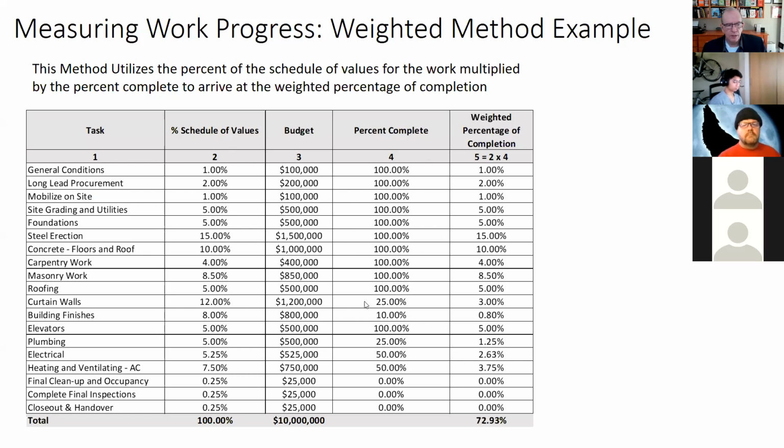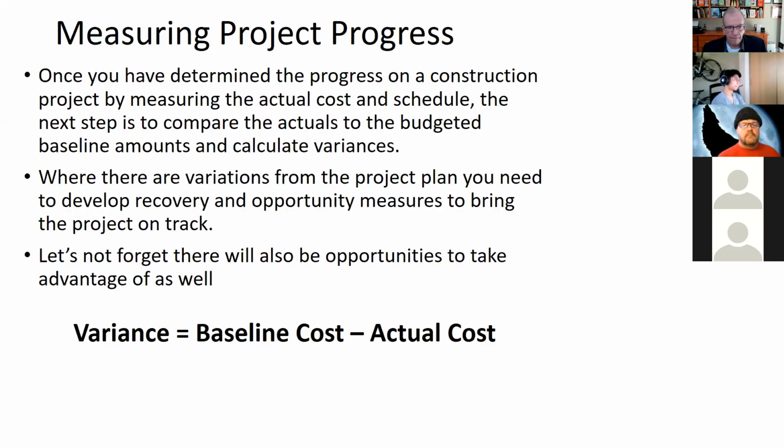It's not that you can't run into problems with this too, but again, it depends what you're looking at. Curtain walls, you're saying it's 25% complete of all the curtain walls that are done, and the curtain walls are valued at 12% of the overall budget. Then you can debate whether it's 25% of the curtain wall is actually complete. You could do that by measuring the surface area. That would be one way.